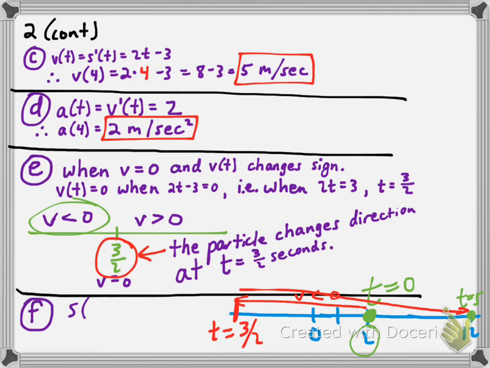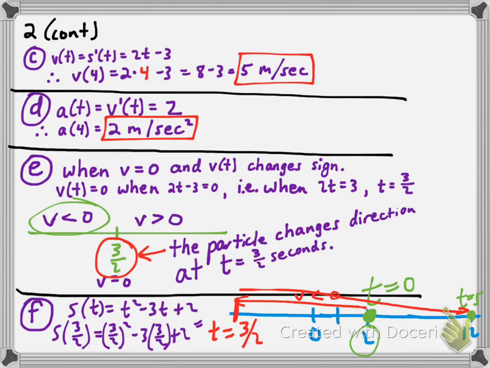So S, depending on t, is equal to, and we were given that, t squared minus 3t plus 2. Well, we really want to know what the position is when t is equal to 3/2. And so we get 3/2 squared minus 3 times 3/2, plus 2, which is equal to, and I'm going to have to cheat on this one, I'm going to look at the answer key, but that will give us our number. So I'm going to pause the video and get right back.